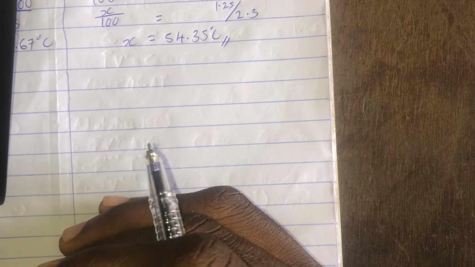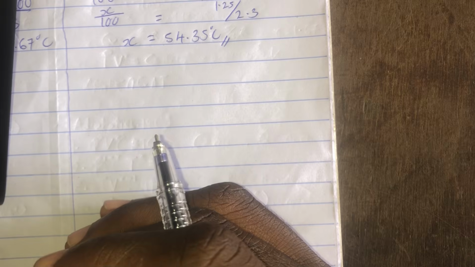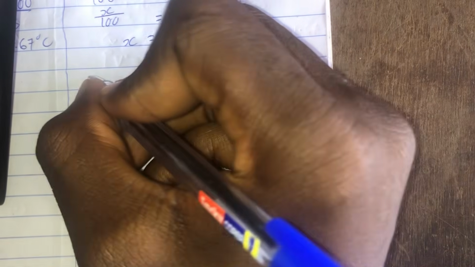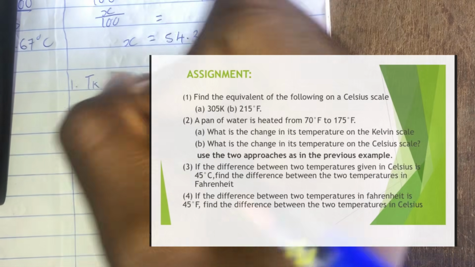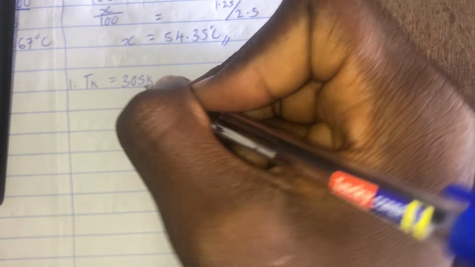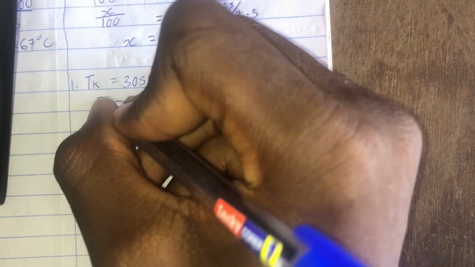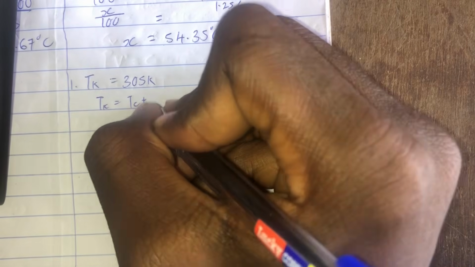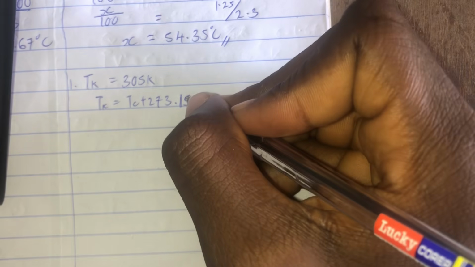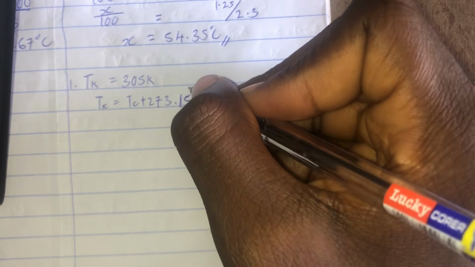There are also some questions I'm going to be projecting at the side of the screen. They said find the equivalent of the following on the Celsius scale. Question number one, they gave us Kelvin to be 305 Kelvin, and they said what is it on the Celsius scale? You should know TK is equal to TC plus 273.15. The 15 there is important in this part of physics.